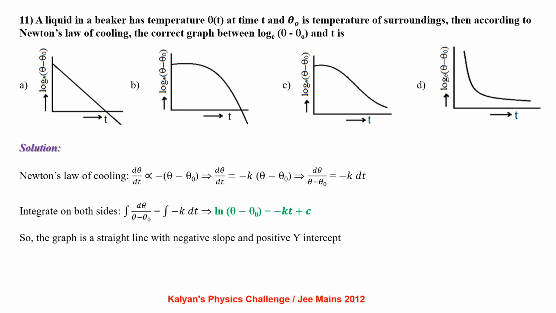Newton's law of cooling: d theta by dt is proportional to negative of (theta minus theta naught). That is d theta by dt equals minus k times (theta minus theta naught), where k is a proportionality constant. From there we have d theta by (theta minus theta naught) equals minus k dt. Integrating on both sides, we have log of (theta minus theta naught) equals minus kt plus c. So the graph is a straight line with a negative slope and positive y-intercept, which comes out to be the first graph.